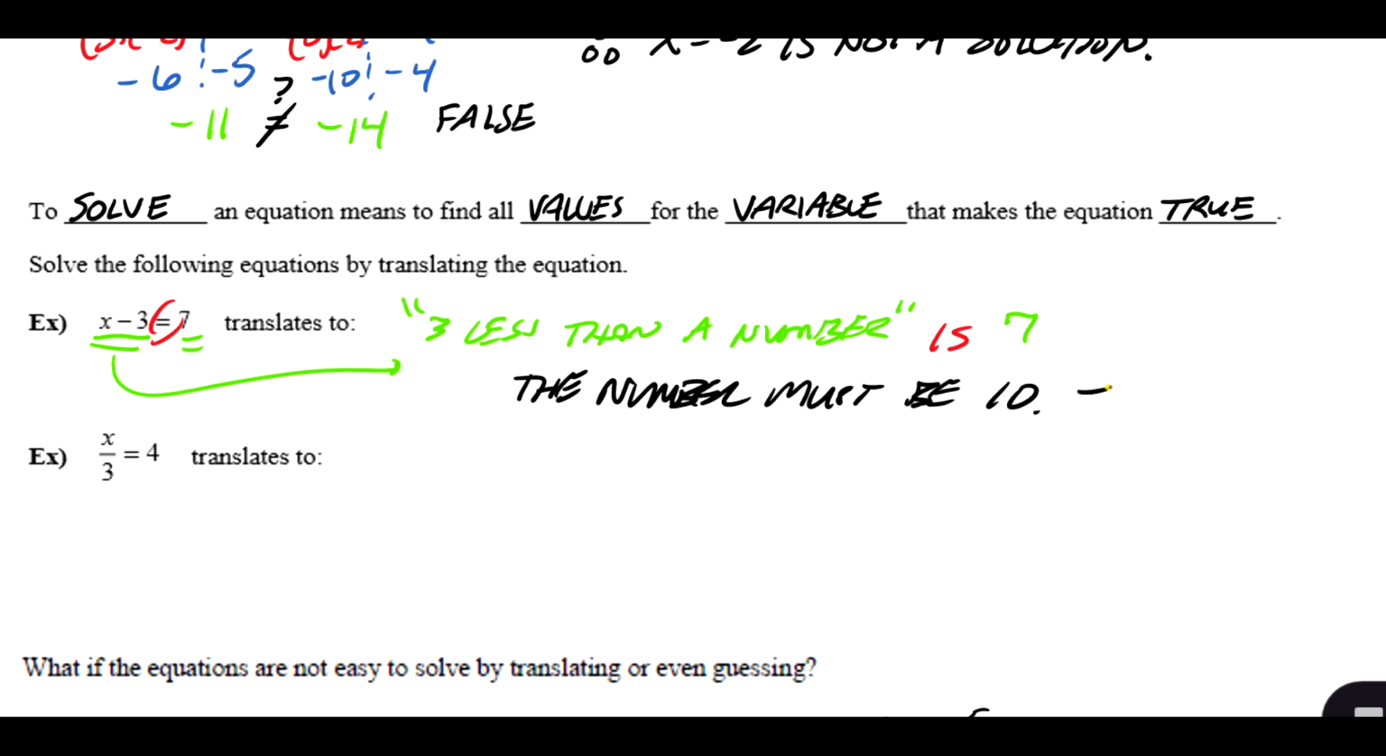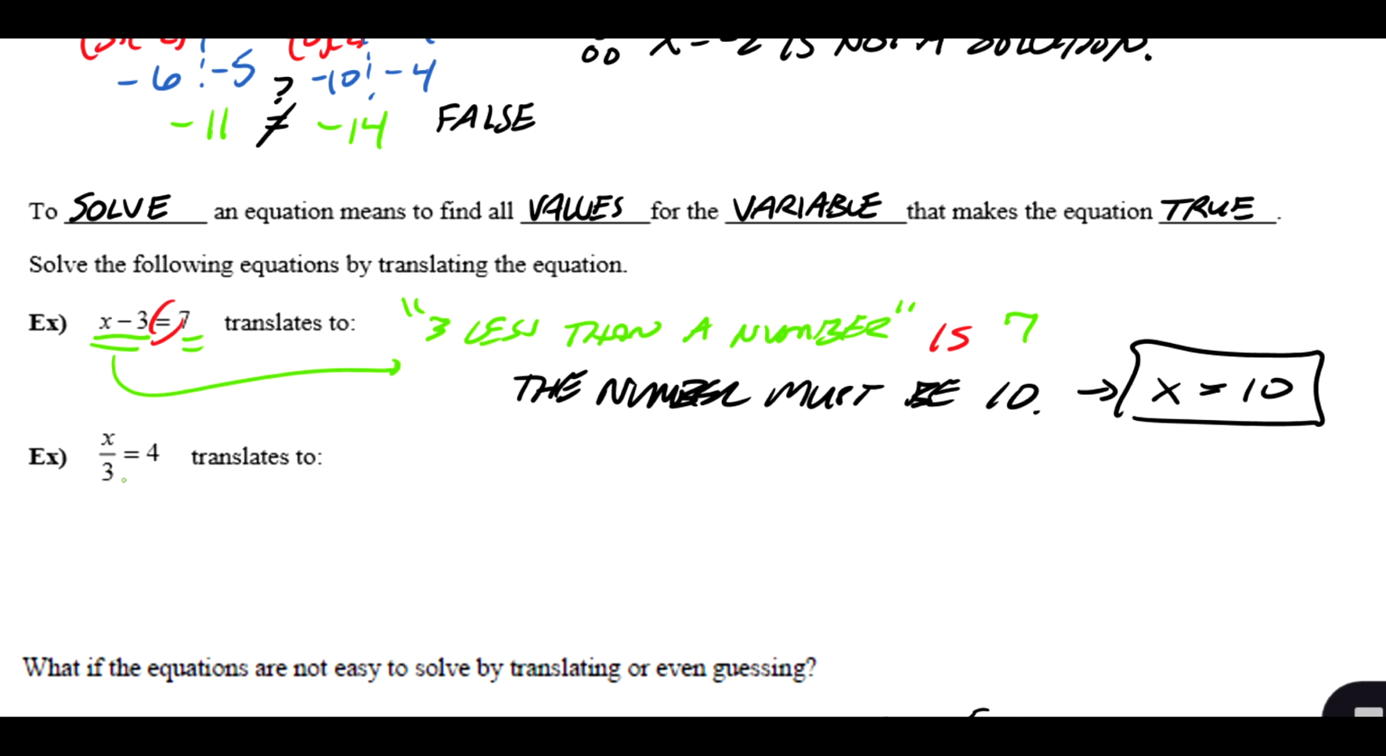We could think of this then as an equation: x is the number, and it must be 10, so x equals 10. And this is a way we can write solutions in algebra. Just x equals, it's like a statement of the actual solution. So let's do this next one.